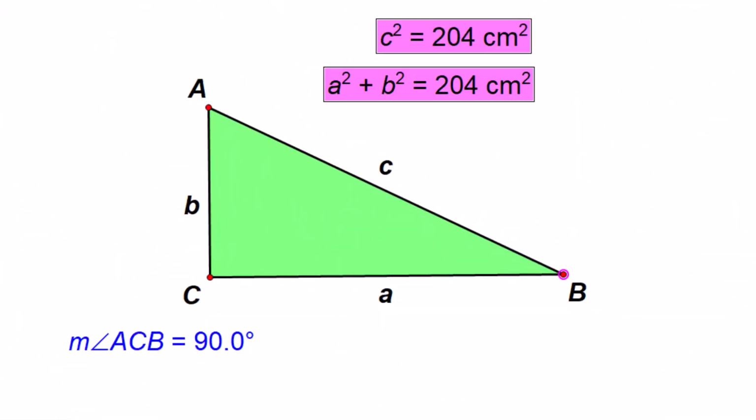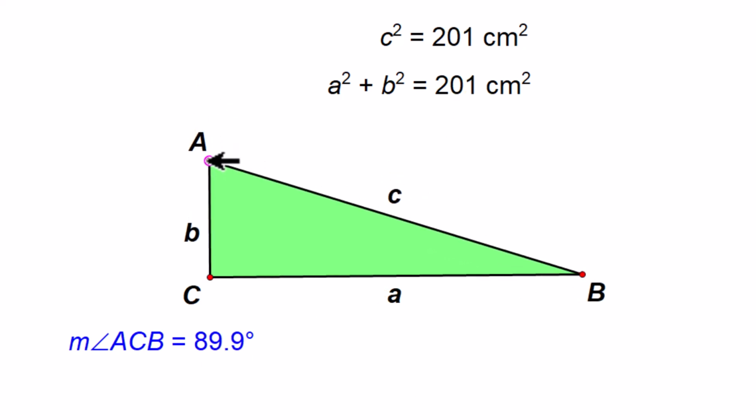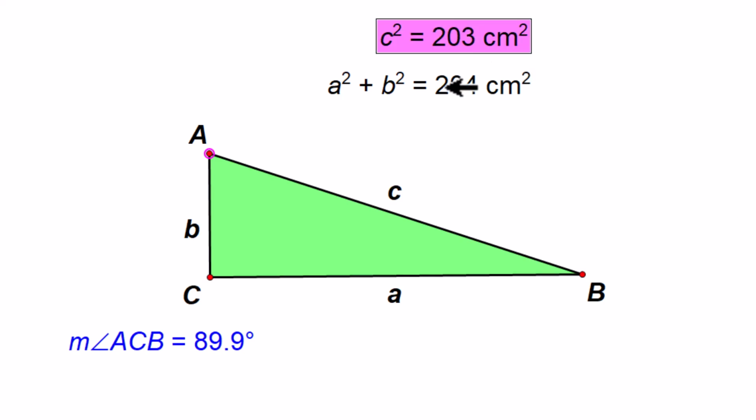I want you to look at this. Here's c squared, and here's a squared plus b squared. It's still 90 degrees, and these two things are still the same. What if it's 89.9? You would think it would do it, but it doesn't. Look, it has to be exactly 90.